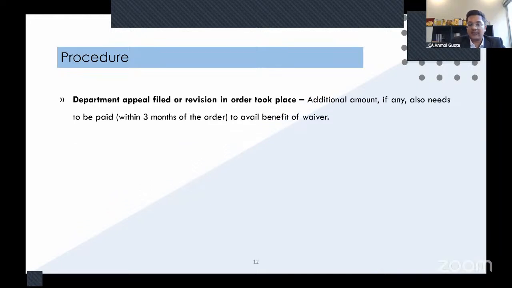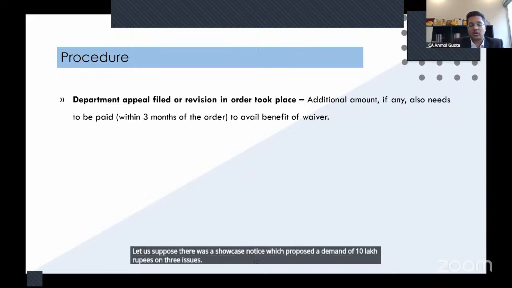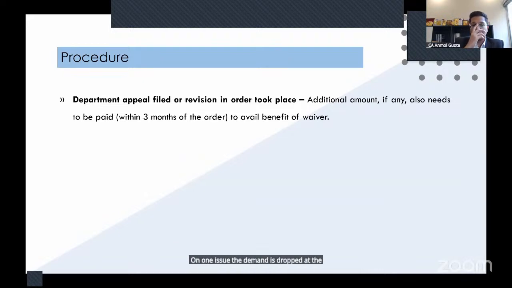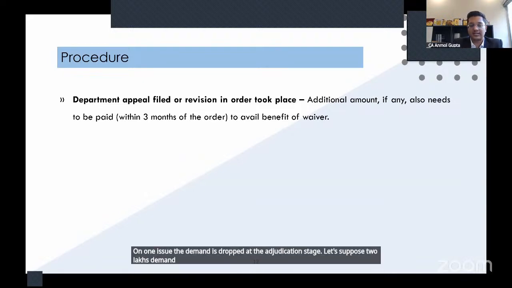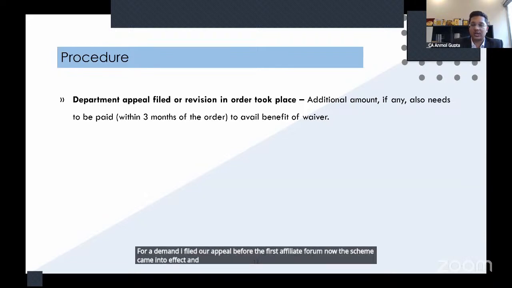I'll take one example to explain this particular point. Let us suppose there was a show cause notice which proposed a demand of 10 lakh rupees on three issues. On one issue, the demand is dropped at the adjudication stage. Let's suppose 2 lakhs demand is dropped, only 8 lakhs demand is left. For the 8 lakhs demand, I have filed an appeal before the first appellate forum. Now the scheme came into effect and I filed an application for that 8 lakh rupees, that my 8 lakh rupees of dues are pending. I'll pay it off. I'll get the interest and penalty waiver.